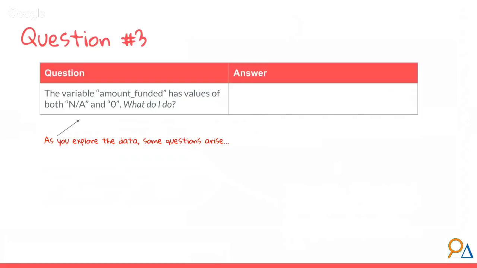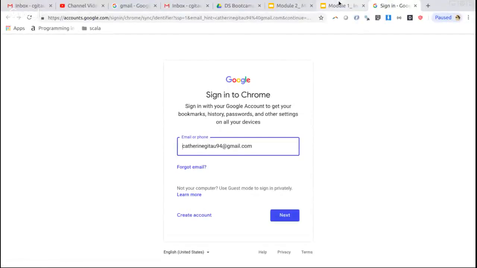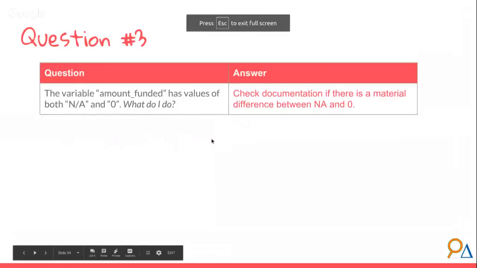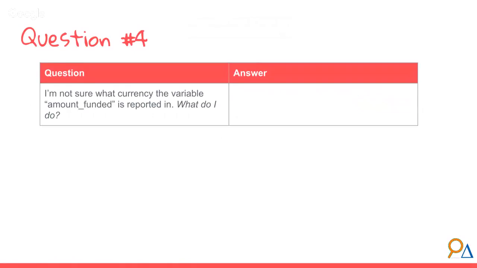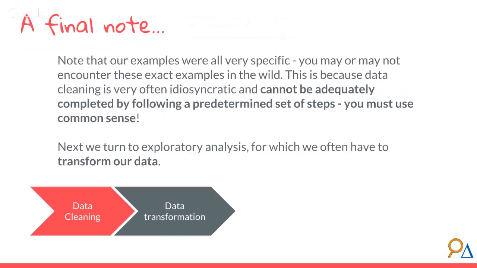For most of the time, we go back to the data documentation and see if that's an error or if there's a significant difference between an NA and 0. So check documentation if there is a material difference between an NA and 0. If I'm not sure what currency the variable amount funded is reported in, what do I do? In such a case, we check the documentation and other variables and convert amount funded into the appropriate currency.